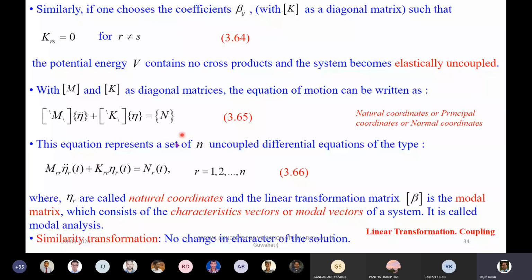So if you see, this is something like mass times acceleration, plus stiffness times displacement, is equal to force, like m x double dot plus k x is equal to force. So it looks similar to the single degree of freedom system equation, and there are n of them. So all equations are independent of each other, all equations are uncoupled. There is no coupling between the various governing equations. So that is the easiest to solve, because if we have n differential equations and all are independent of each other, then the solution is easier.